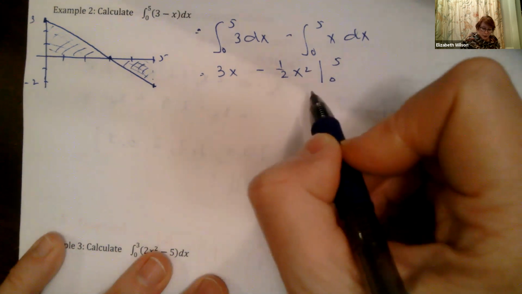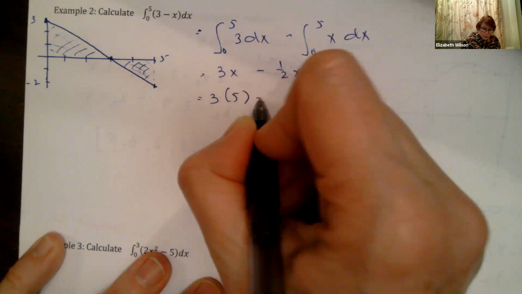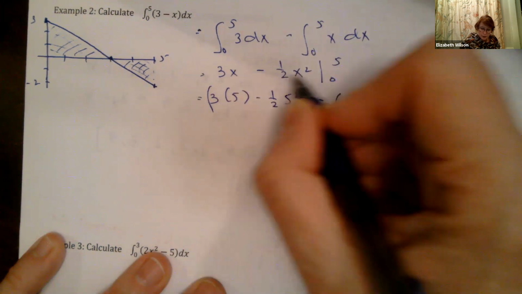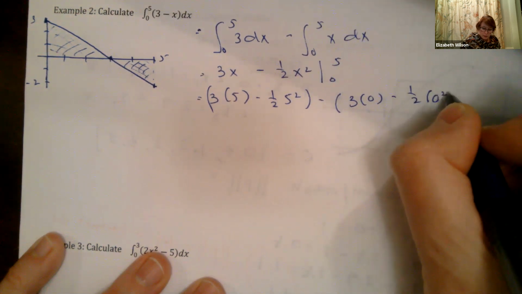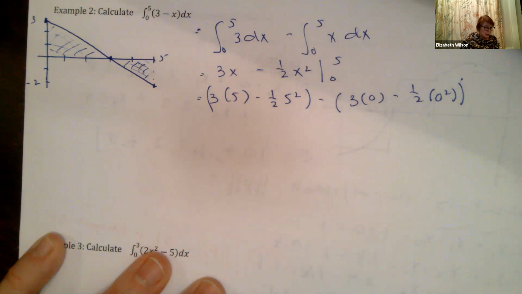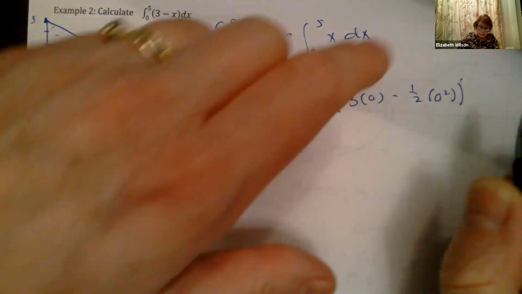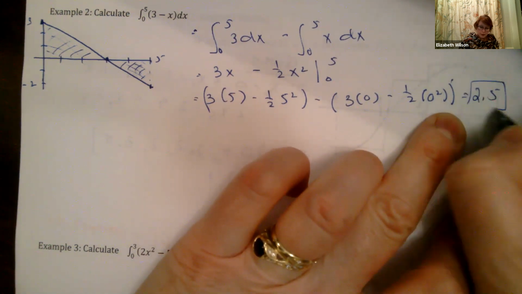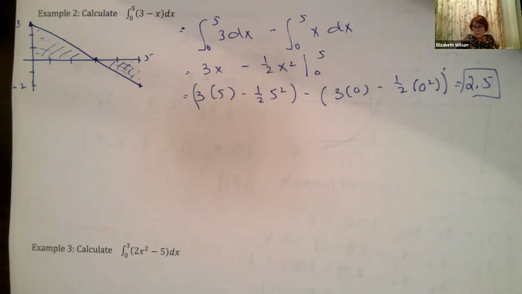Okay, so now I get to evaluate. So this becomes 3 times 5 minus 1/2 times 5 squared minus 3 times 0 minus 1/2 times 0 squared. Okay, and then this becomes essentially, this is equal to 2.5. Right, this thing is 0 right there. Okay, can you guys all see that?